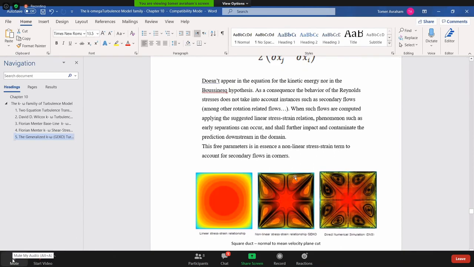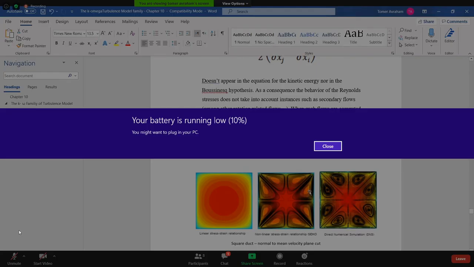And here you see a non-linear stress-strain relation. You can see the secondary flows. It's maybe not DNS-like, but you can still see the secondary flows.